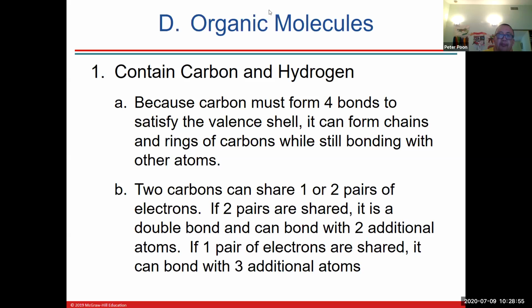So you can attach many things to it. In fact, you can attach one thing twice, and that is a double bond, or a triple bond. Triple bonds are extremely rare, but they are possible. Like cyanide is a triple bond.